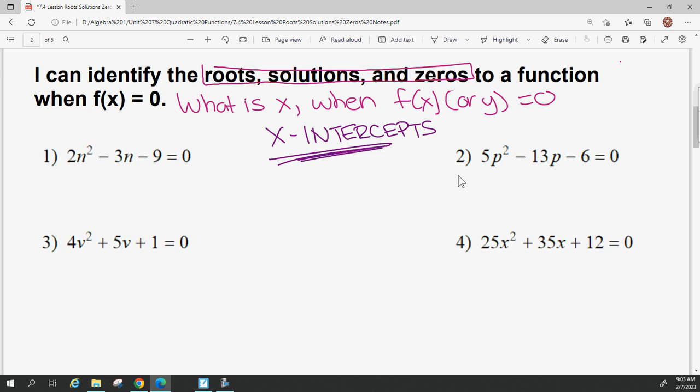And so what I want you to do is graph each of these. You can put in f of x, change the letters to x, graph all four of them. So pause now, graph all four of these, and then press play, and we'll go through and we will find the roots, the solutions, the zeros for all of these functions.